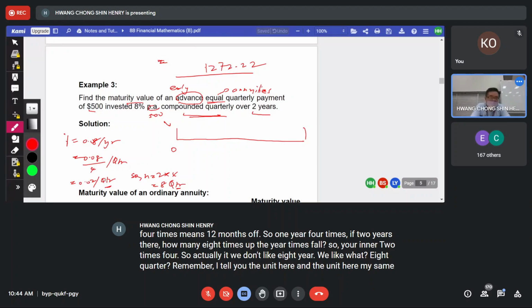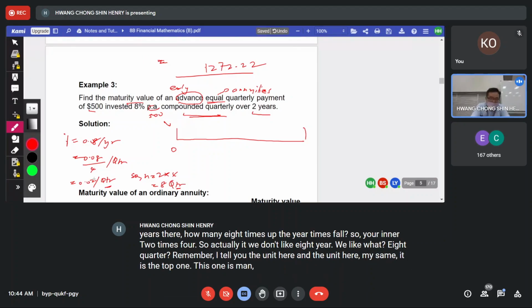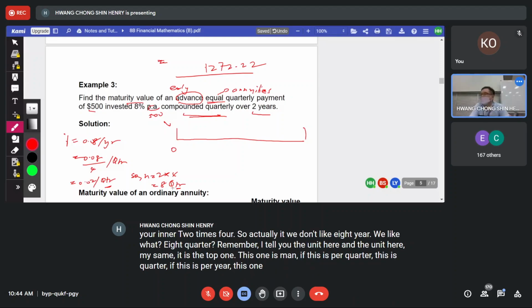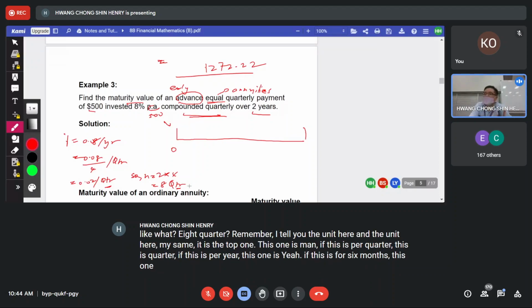Remember I told you, the unit here and the unit here must be the same. If this is per month, this one is month. If this is per quarter, this is quarter. If this is per year, this one is year. If this is per 6 months, this one is the number of times of 6 months. Okay? So you draw your line chart.